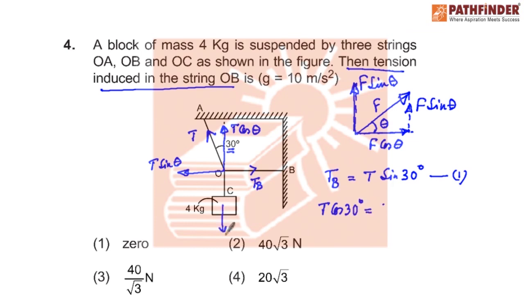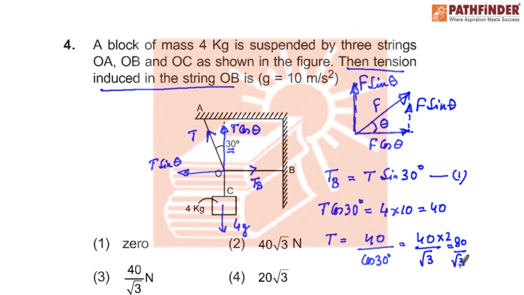Now this is the weight, 4 into g, that is m into g basically, so it is 4 into 10, that is 40. So T becomes 40 divided by cos 30, so that is 40 into 2 by root 3, that is 80 by root 3. Now to calculate TB, T I have already calculated, 80 by root 3, into sin 30, which is a half, so it is 40 divided by root 3. So you can see that the third option is correct here, 40 divided by root 3. That is the tension in the string.